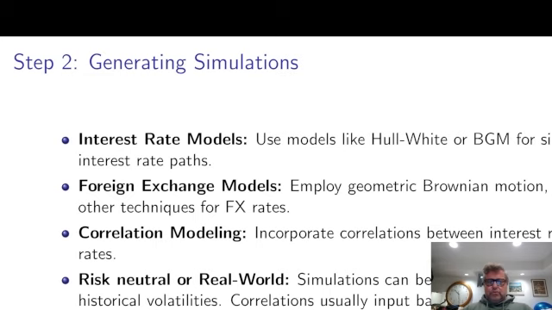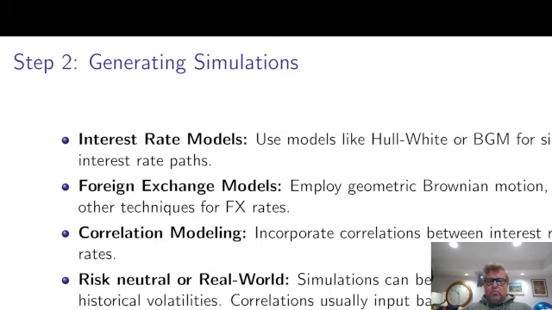There's a concept of two different types of volatilities. The one is called risk neutral, and the other one is real world. So real world means that you utilize historical market data, historical relationships of the underlying variables.